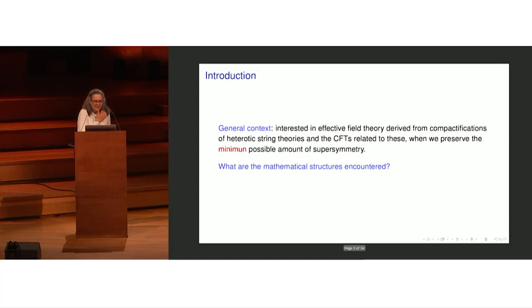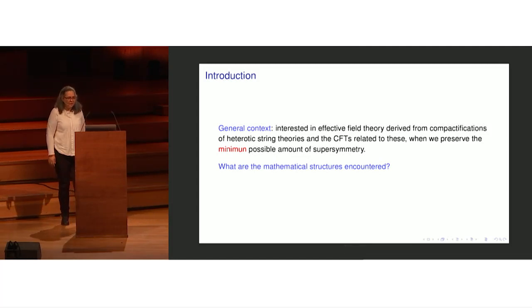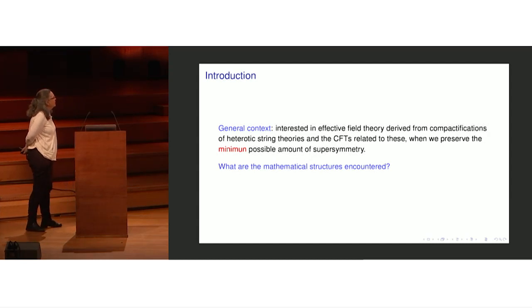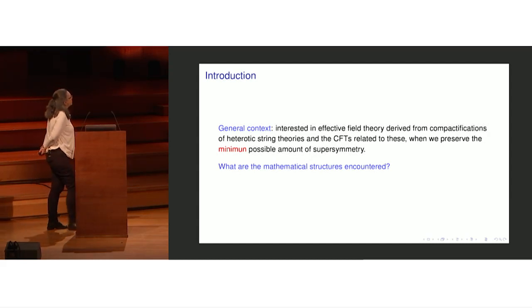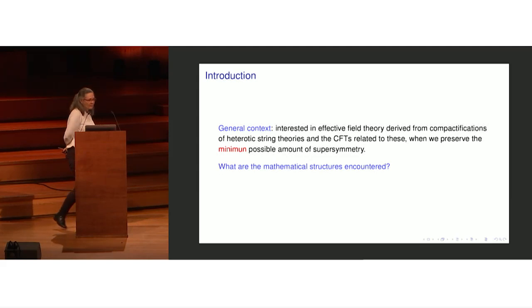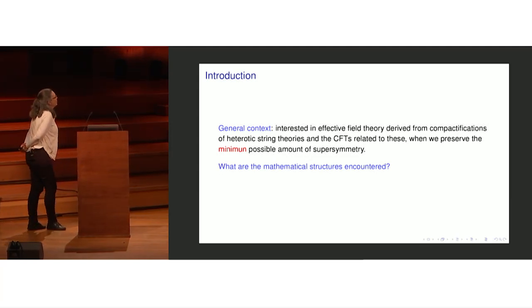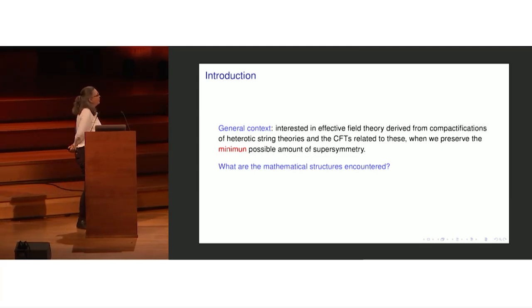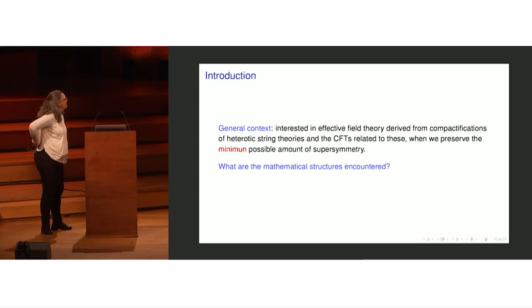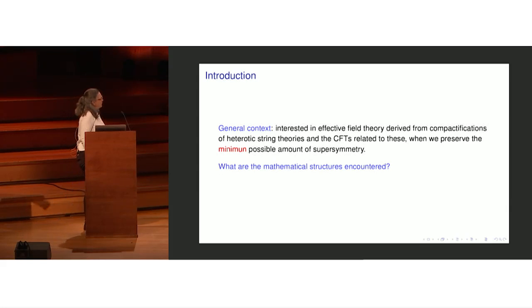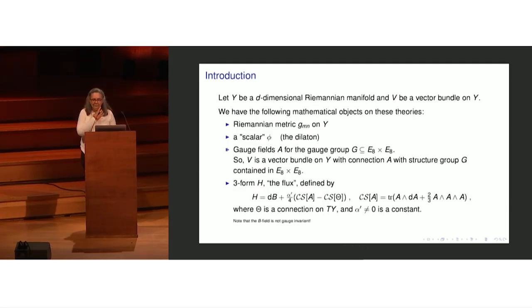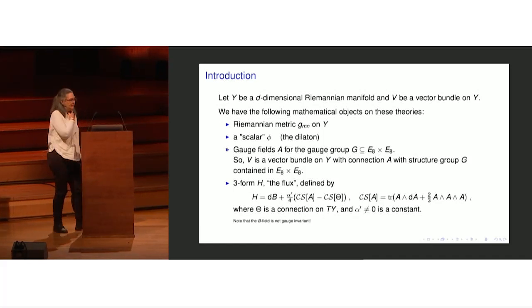So the general context of this work has to do with the interest in effective field theory derived from compactifications of heterotic string theories and the conformal field theories related to this, when we preserve the minimum possible amount of supersymmetry. So we're interested in at most one supersymmetry. And what are the mathematical structures encountered? We have the following mathematical objects in these theories.